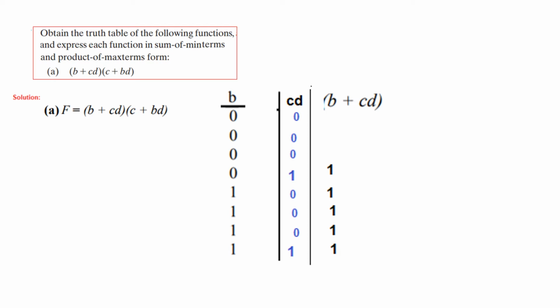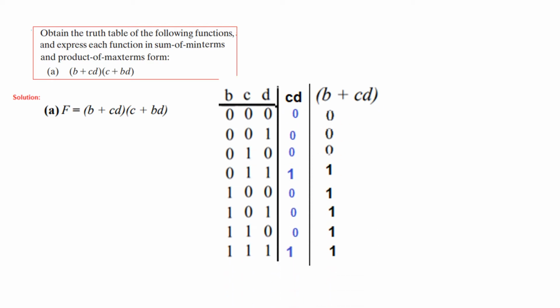If you have difficulty, you can just put a paper and cover this portion of C and D, so it will be easily visible, and after some practice you don't need to cover that. But now you can easily see that B or CD means whichever is 1, then we'll have 1. So you can see this is 1, so we have 1, and here these are all 1, so we put all 1, and the remaining we fill with zeros.